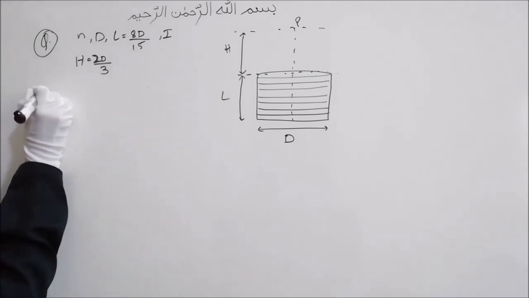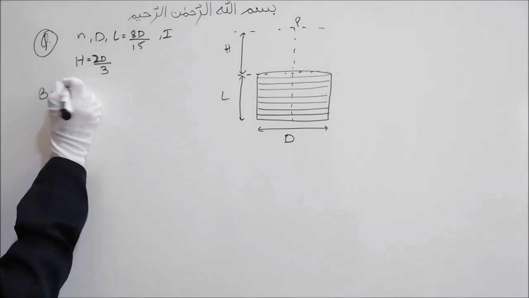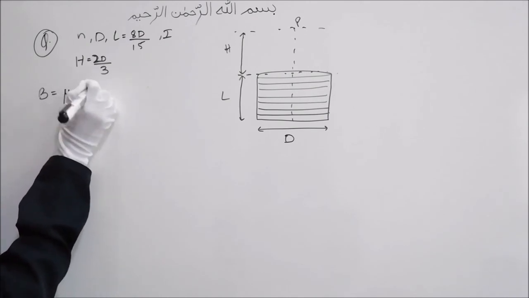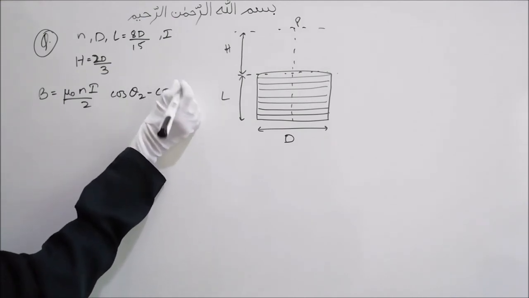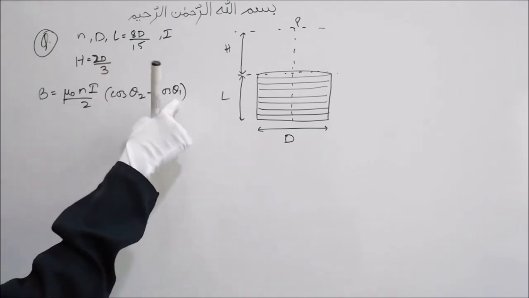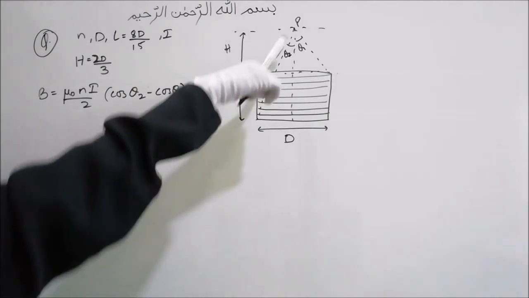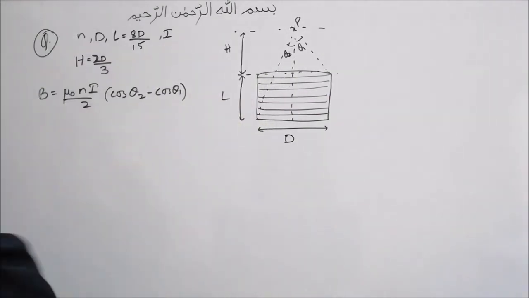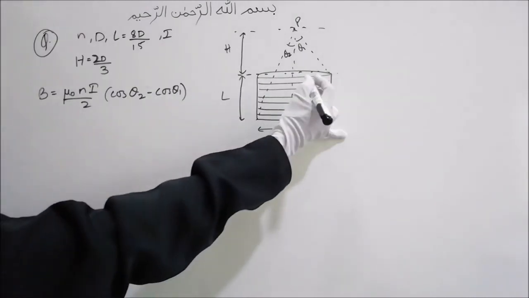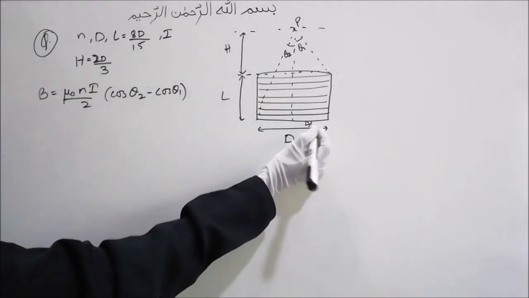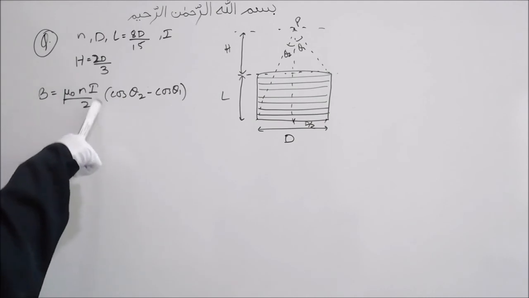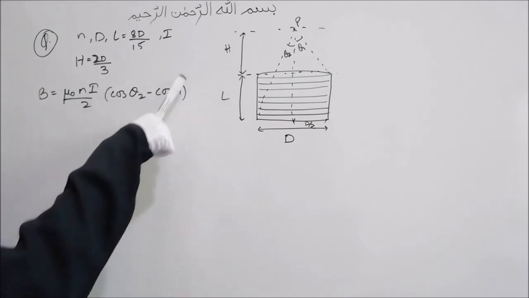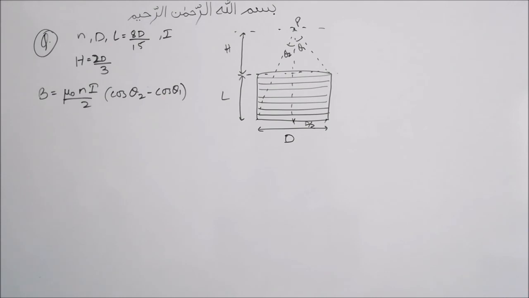Now we know the formula. Magnetic field due to a finite solenoid is mu naught Ni by 2 (cos theta 2 minus cos theta 1). Theta 2 is the far angle, theta 1 is the near angle. So this near angle is theta 1, this far angle is theta 2. And half of this distance, that is the radius, is d by 2. So we know n is already given, the number of turns per unit length, and the current is I. We have to find cos theta 2 and cos theta 1.